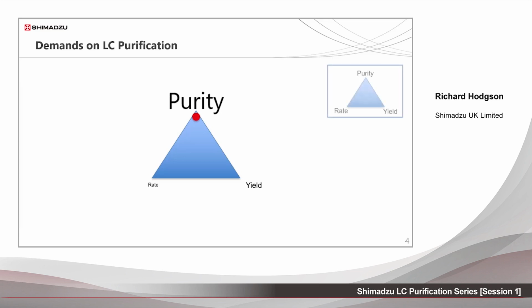The purity, yield, and rate demands are a common theme which run through this presentation. Before we start with any preparative LC, we should have a good idea of the yield and purity we require. The rate can be dependent on the capability of the hardware and the column dimensions which are available to you.